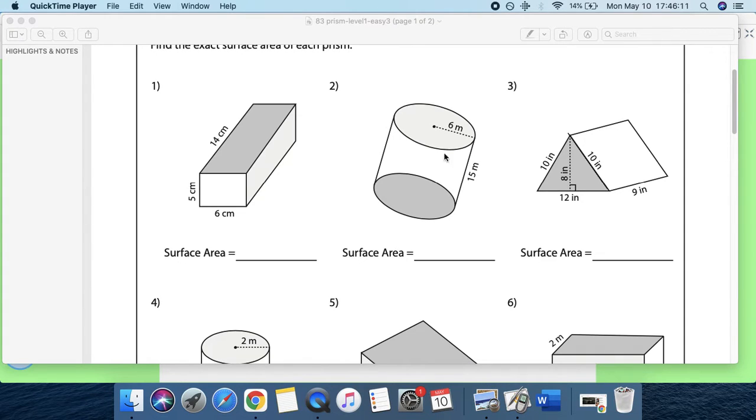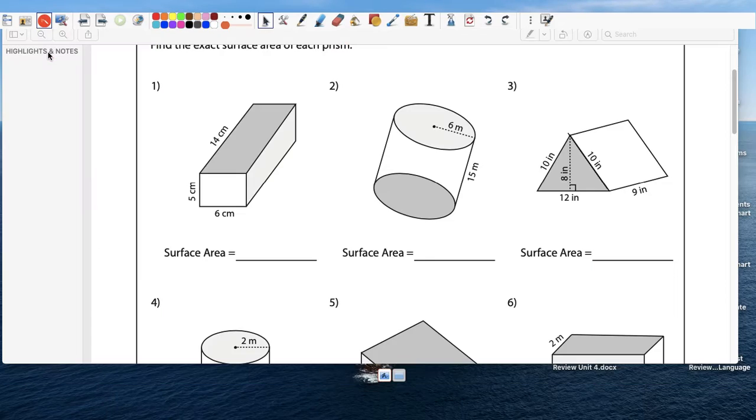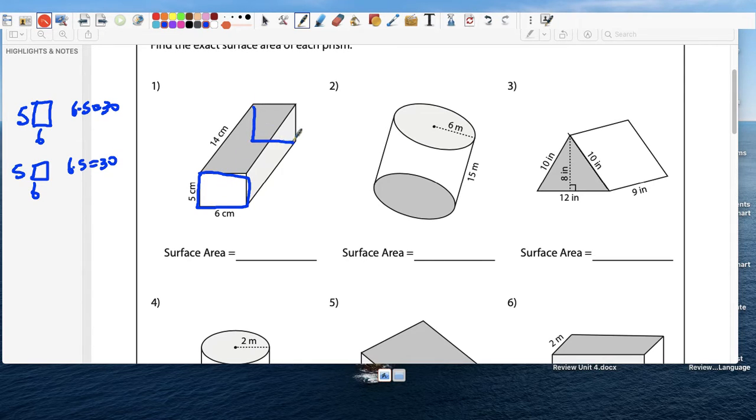In your notebook, this is going to look like this. All right, so let's do number one. Number one has obviously 6 faces. So let's focus on this one. This is a 5 by 6. I'll put a 5 and a 6, and there's 2, a 5 and a 6. So 6 times 5 is 30, right? That's the area of the front here, and then there's 1 here in the back.